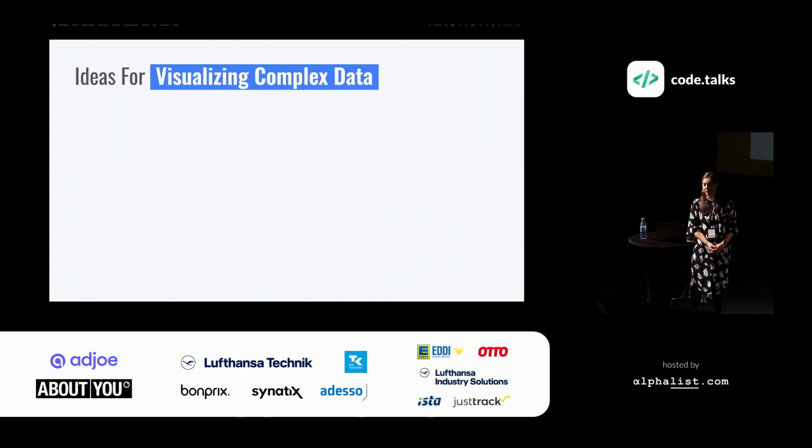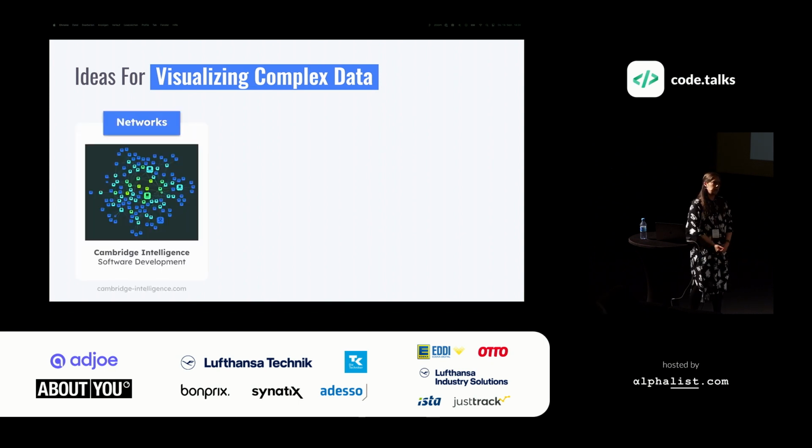Talking about this, I want to start with the idea of visualizing network data. Is anyone here who visualized network data at some point? Interesting. I would like to hear your experiences later. Nice.